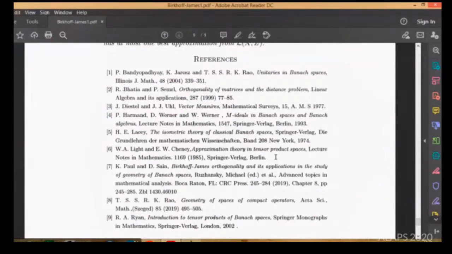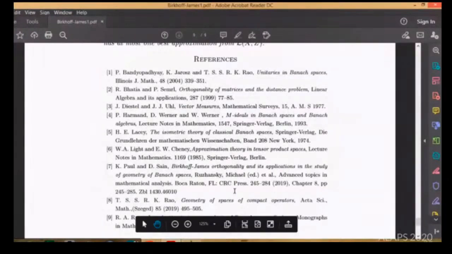But let me finally show you my references. So these are my references. This is the paper of Bhatia and Semrl that I'm talking about, from Linear Algebra and its Applications in 1999. And this is the monograph of Light and Cheney, which is about approximation theory in tensor product spaces, where they have attempted to solve some minimax problems a long time ago in tensor products. So when I wanted to do the same in spaces of all operators, that would be my starting point.